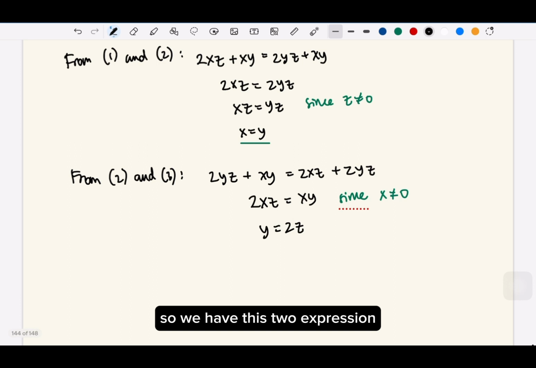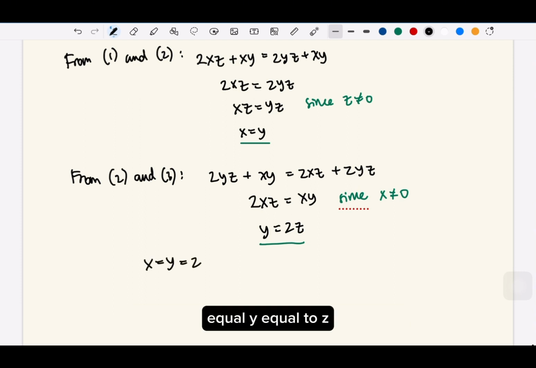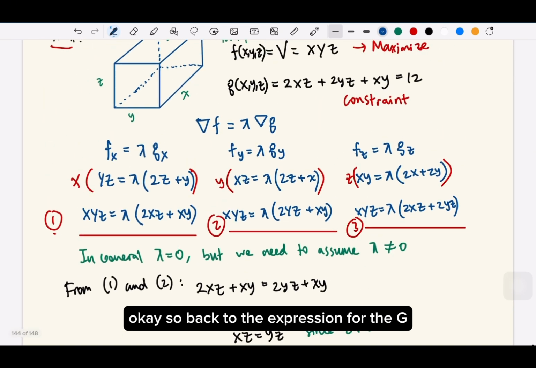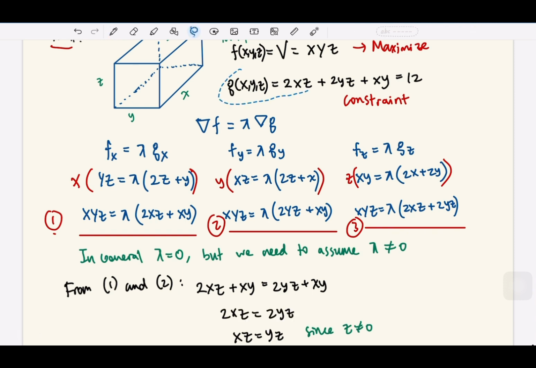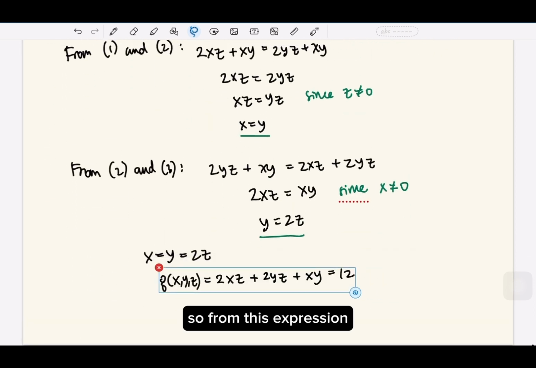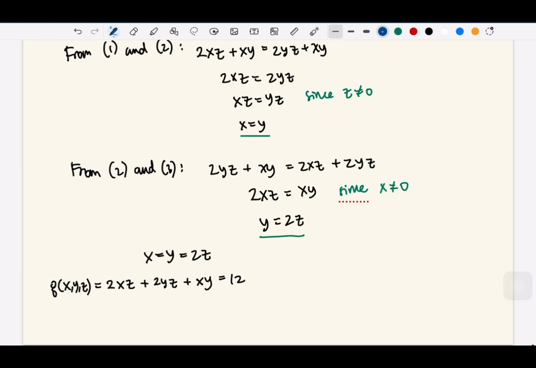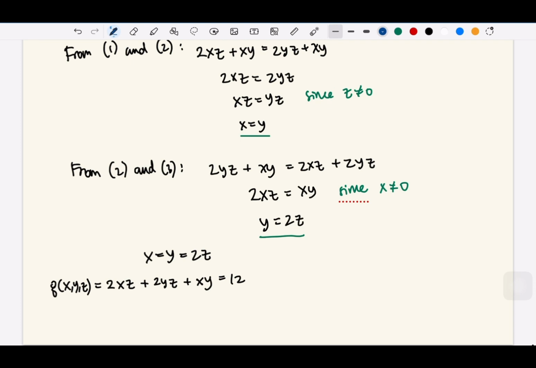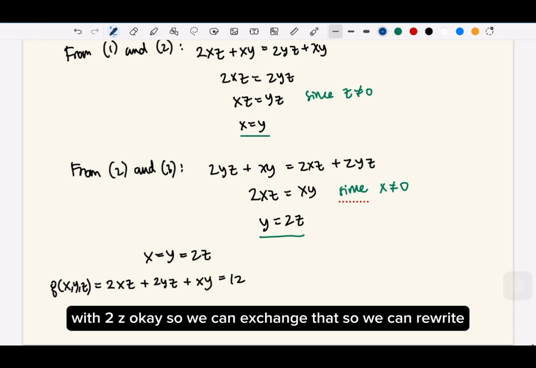So we have these two expressions, x equal y and y equal to z. So we have x equal y equal to z. Okay. So back to the expression for the g. So let me copy and then right here. So from this expression, we can then change all x, y with 2z. Okay, so we can exchange that.